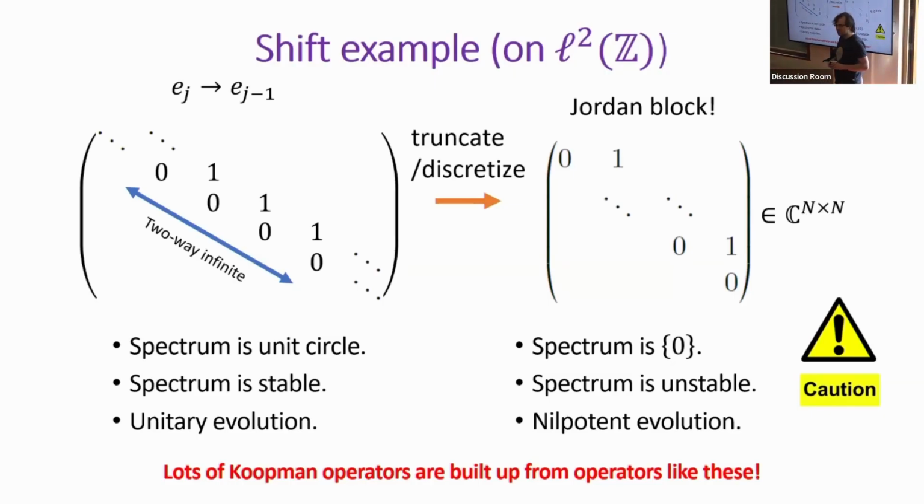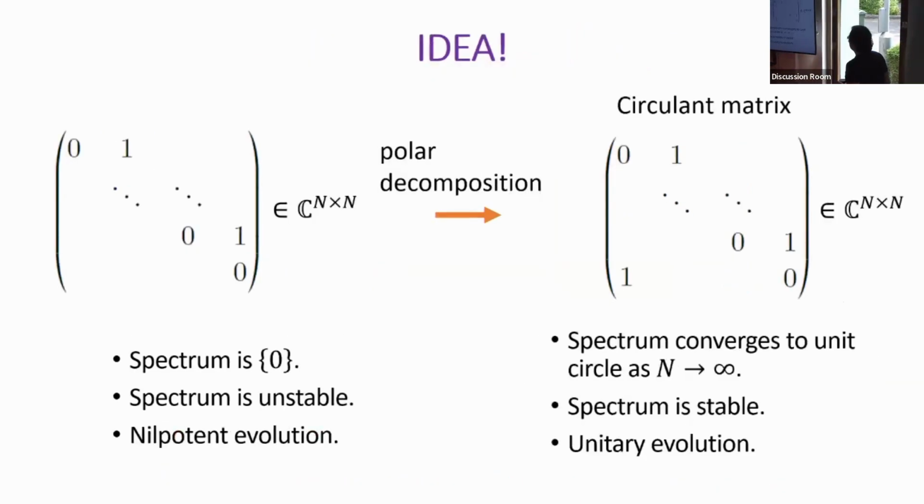Anyone? The one on the bottom. Yes. Have you seen this before? Okay. So you turn it into a circulant matrix, and then it becomes unitary. The spectrum is actually Fourier modes along the circle. So this is related to the fast Fourier transform as well. The spectrum is stable, and as you increase n, these eigenvalues will fill up the unit circle.